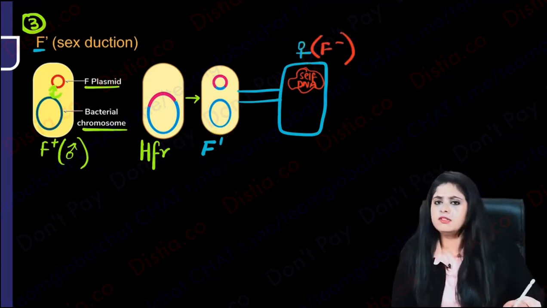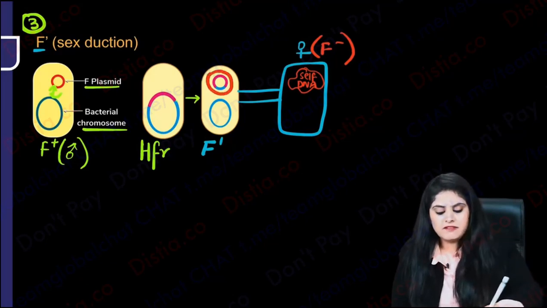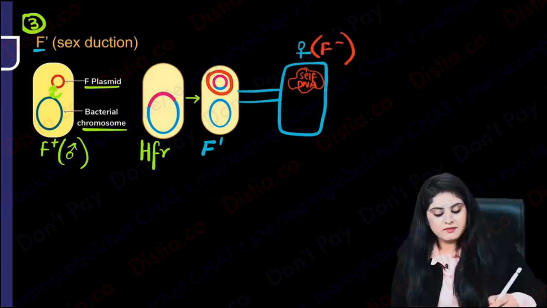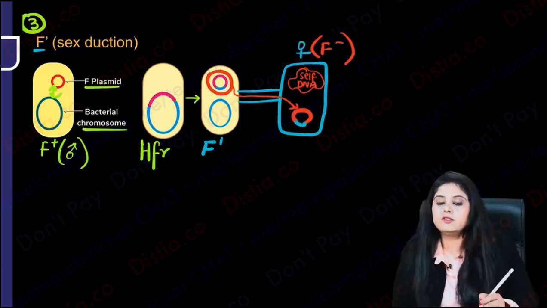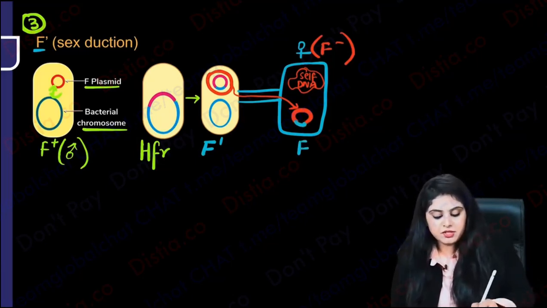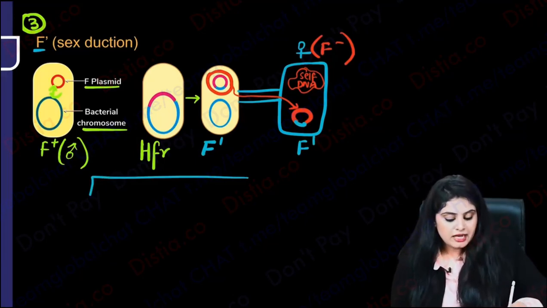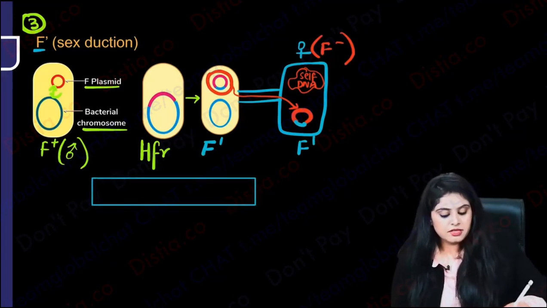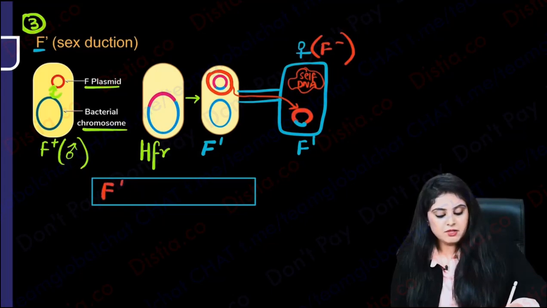So simple, copy paste will happen. This time this F prime will copy and will get pasted over here. So can I say now my female has converted into F prime? So can I now put up a very simple table that if F prime will conjugate with any female, both of them will end up becoming F prime, F prime.